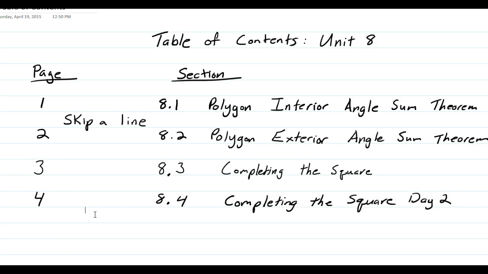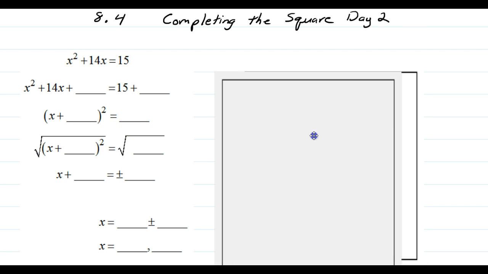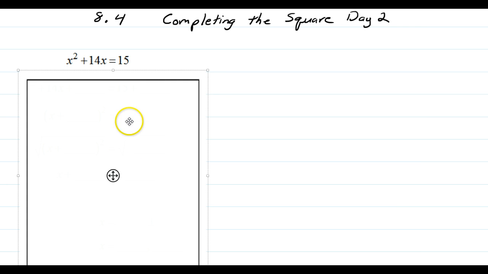Alright, so let's add 8.4, completing the square, to your table of contents. I don't want you to copy all this down yet. We're going to work through this problem one step at a time, so I'm just going to cover this up. The problem we're looking at here is x squared plus 14x equals 15.